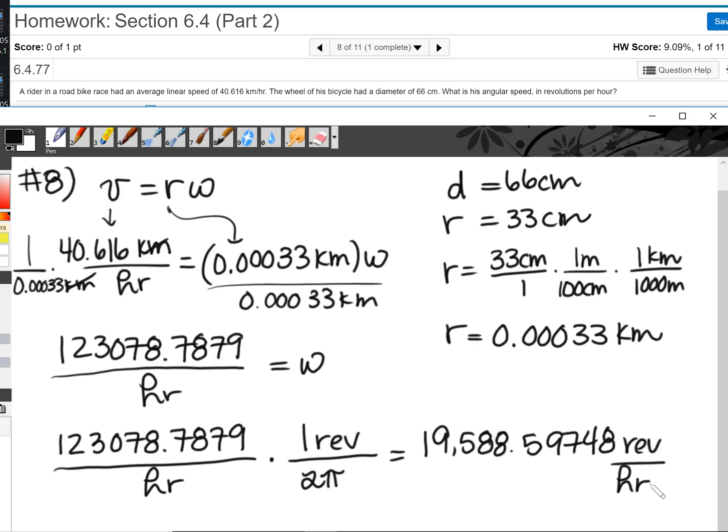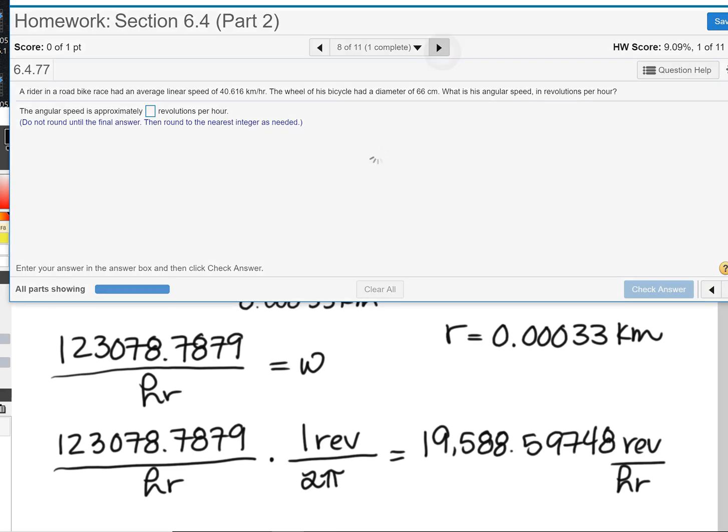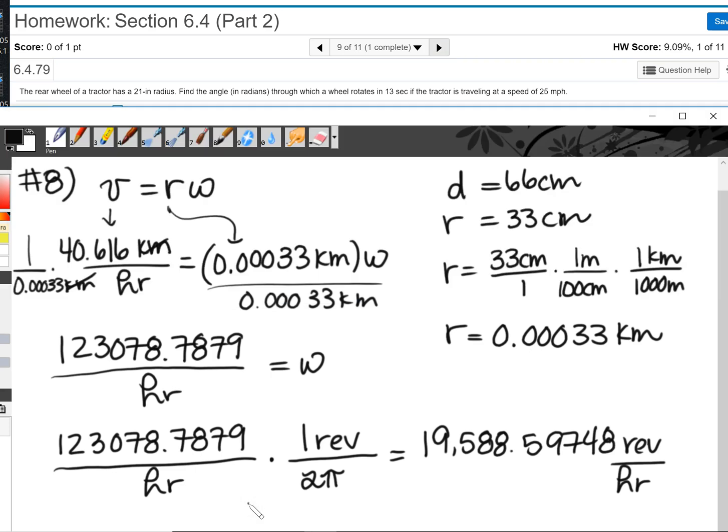Again, you're going to have different numbers. If you have the same numbers, don't just enter the answer. Make sure you understand how to get it. Okay, let's keep going because I'm enjoying this. Let's look at this one.